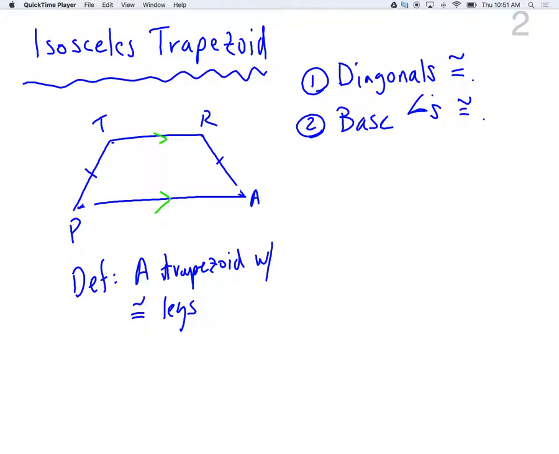Last shape, last quadrilateral we're going to talk about is a kite. Kite. Like a thing you fly? Yeah. As opposed to a small kite? Which one would you prefer? Small kite. That'll be real easy to work with. So we've got a kite.